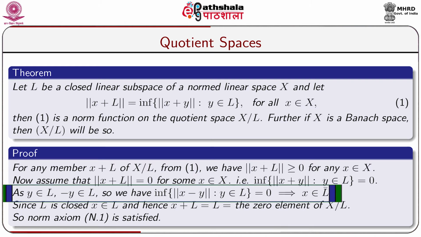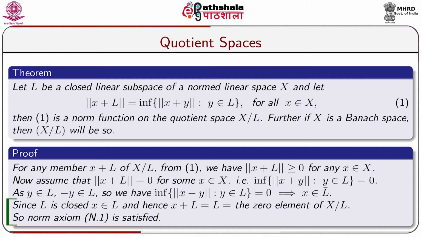As y belongs to capital L, minus y again belongs to L, as L is a subspace. So, we have infimum of norm of x minus y where y belongs to capital L equal to 0, which implies x belongs to L bar. Since capital L is closed and L is equal to L bar, x belongs to capital L, and hence x plus L is equal to L, which is the 0 element of X by L. So, the first norm axiom is satisfied.